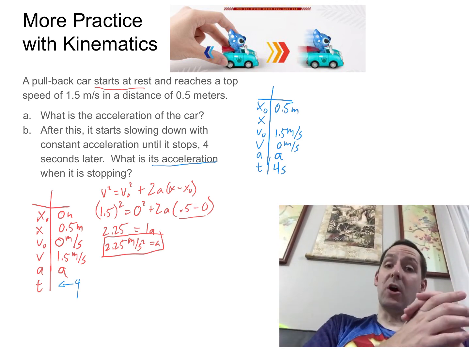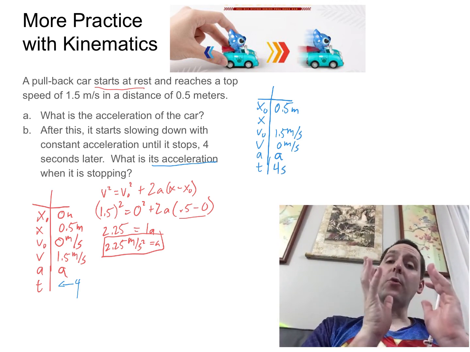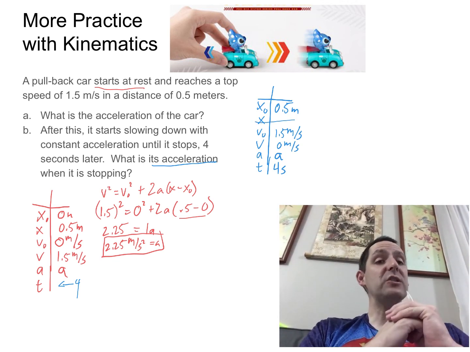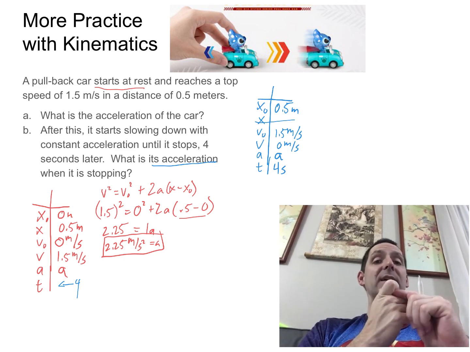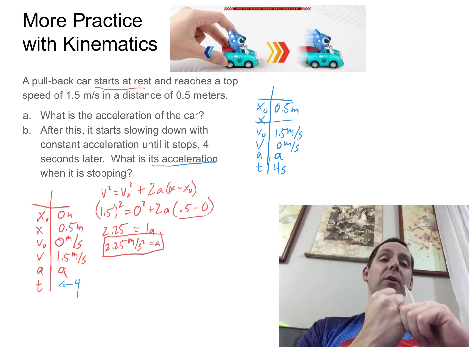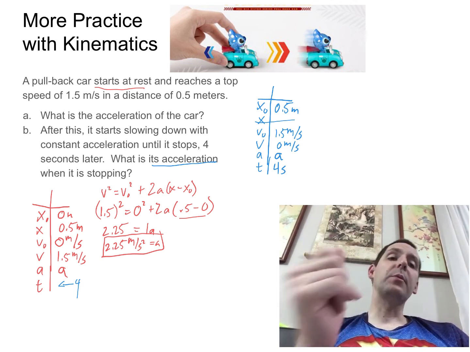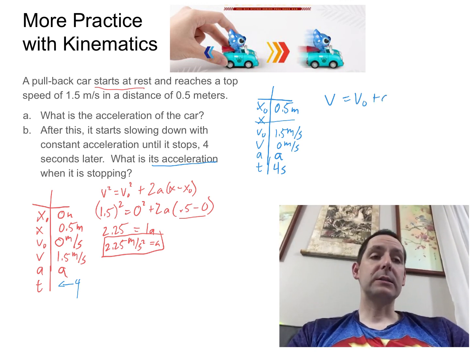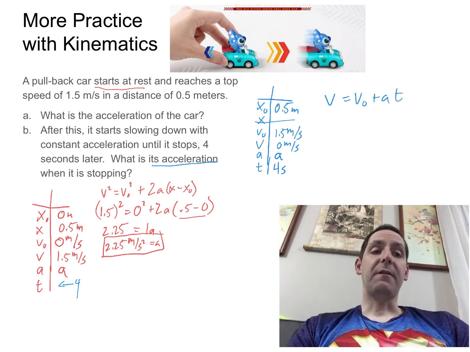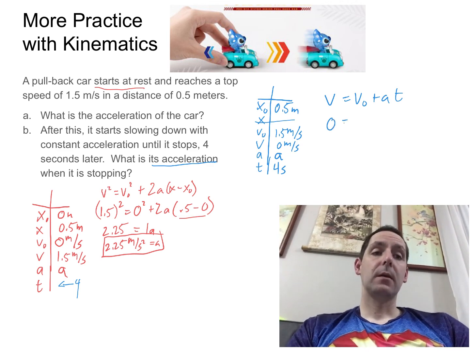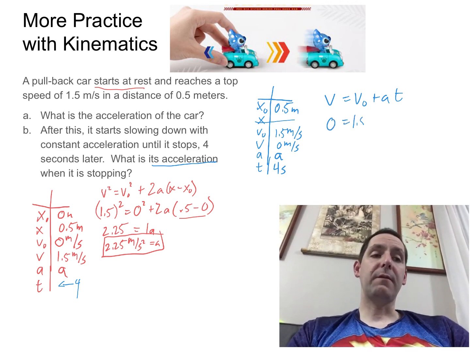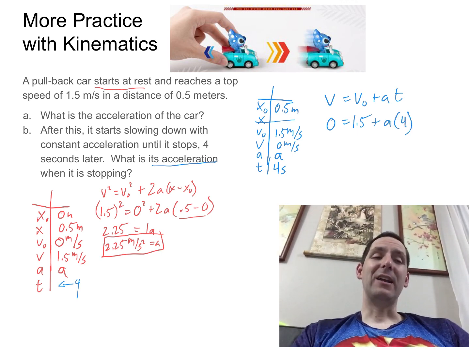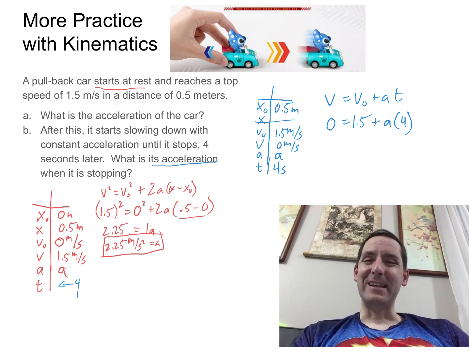All right, now looking at those, what do I not have? What do I not want to use? It's that x right there. So I want to make sure that I don't use an equation that has x, because I don't have that final x and I don't need it. It's not asking for it. So if you look at those, probably your best option is going to be this one, the v equals v naught plus at. So our final velocity there is 0. Our initial velocity is 1.5, plus a times the t, which is 4. And you'll notice that I only have one variable there. It's going to solve it for us.